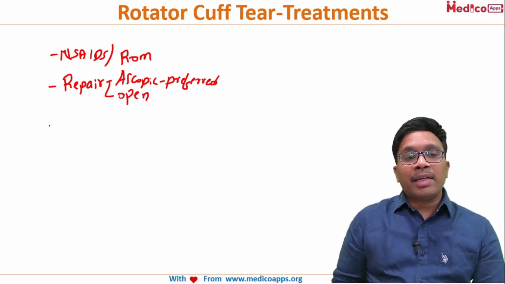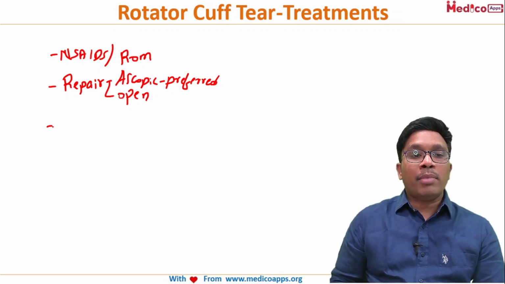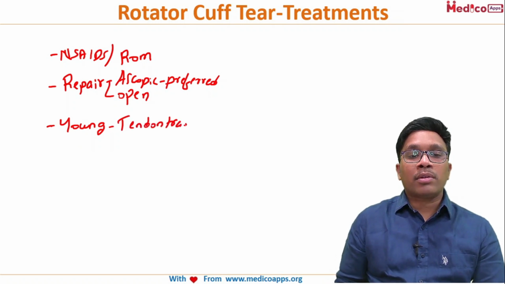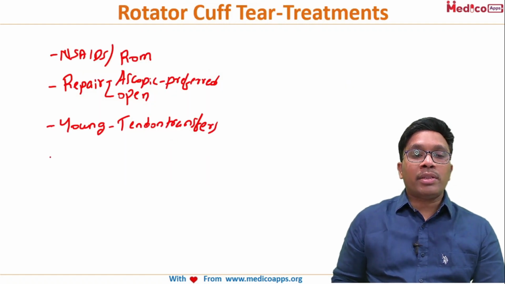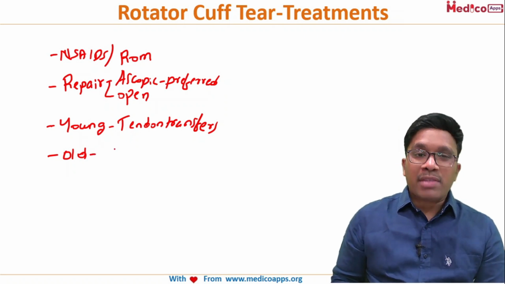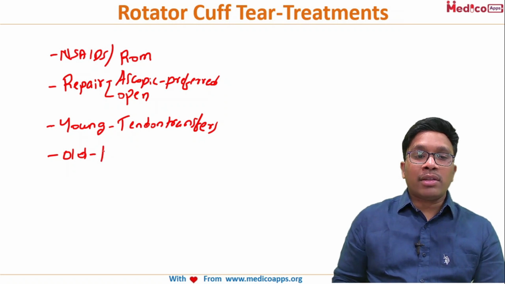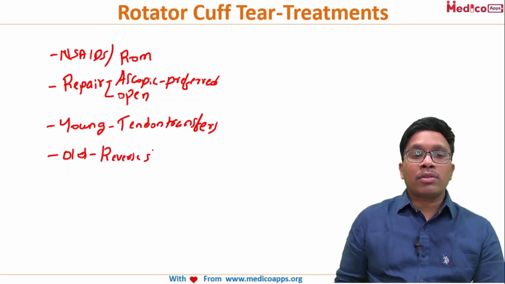And in case the tear is not amenable to repair, then in young patients you go for tendon transfers. And in old patients you go for arthroplasty, the joint replacement. And specifically for rotator cuff tears, you do something called a reverse shoulder arthroplasty.